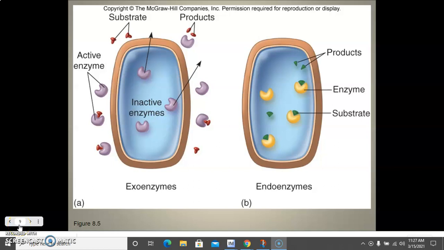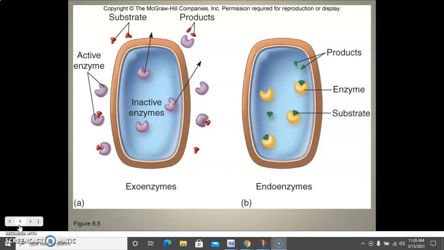All right, now that we've covered the structure of an enzyme, let's go a little bit more into detail about how these enzymes are used by the cells. So an enzyme is going to act on a substrate in order to make a product. Sometimes those enzymes are considered exoenzymes. That means that the substrate is actually located outside of the cell, and the enzyme is produced within the cell and then pumped outside of the cell to work on something in the environment.